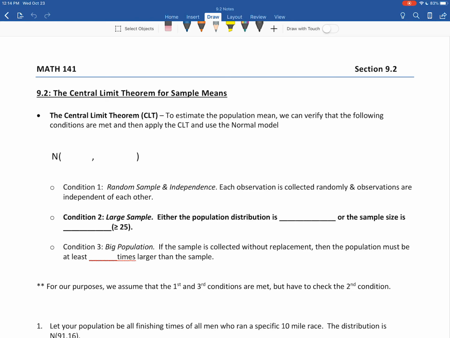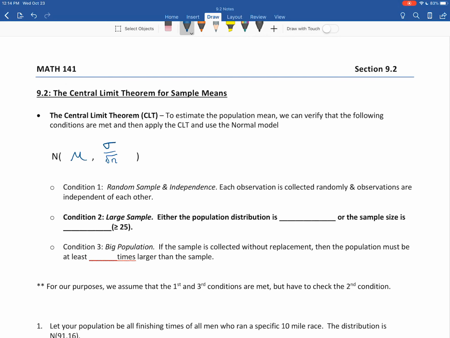It tells us that we would want to go into our normal model and we would want to use mu as the mean, and we would want to use that standard error formula to fill in the standard deviation, and then we could calculate results.